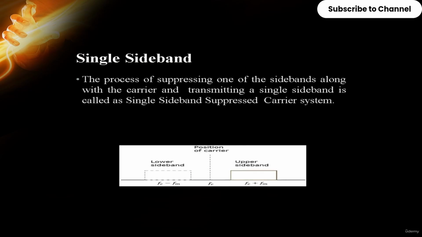In some transmissions, we need only a single sideband. A single sideband is a process of suppressing one sideband along with the carrier and transmitting only a single sideband. Here in this diagram, the lower sideband is suppressed, and only the upper sideband is used to transfer the messages, like FC plus FM. So some applications need only one sideband. In those cases, this type of sideband is used.